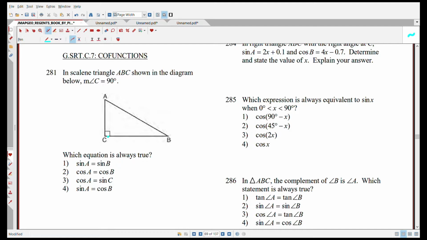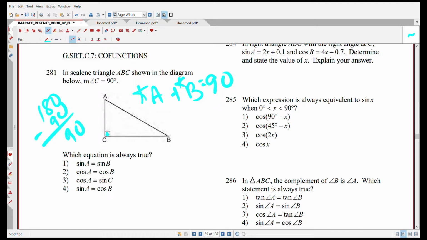Here they give you angle C is 90, so I know that the sum of the other two has to equal 90, because the sum of the three angles in a triangle is 180. So if we subtract 90 from 180, there's 90 left over. So A and B have to add up to 90. So what is always true? The sine of A equals the cos of B.